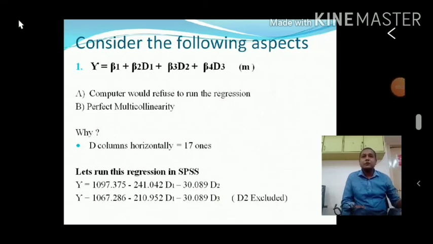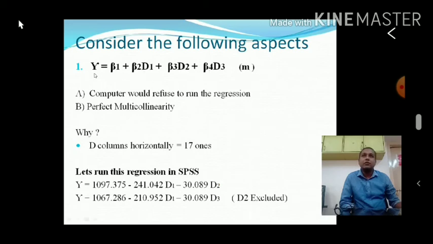So there are basic rules which we have to keep in our mind before running the regression function using dummy variables. Number one is the number of dummy variables should not be equivalent to m. So m is here the categories. In our example, we had three categories, and the dummy variables should not be equivalent to those three categories.